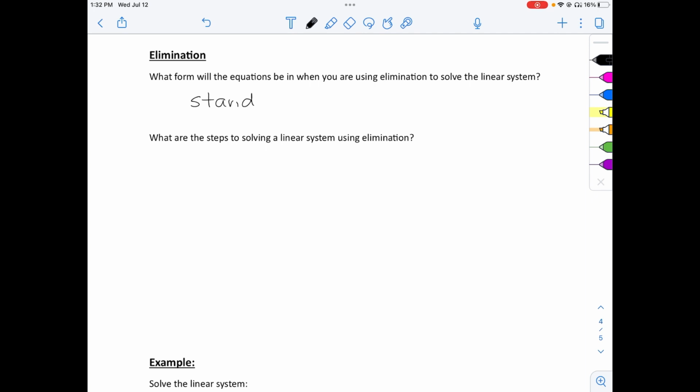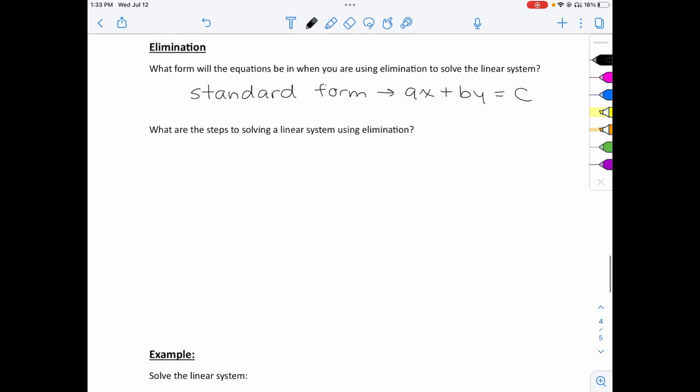Okay, so one of your variables will not be isolated, and if you were to try to isolate your variable, you would get a pretty gross fraction. Sorry, this is going to be in standard form, so it will look like ax plus by is equal to c. Okay, so your x and y term will both be on the left side, and you'll have a number on the right side. So the steps to solving for elimination, it's a little bit more straightforward to see if you have an example. So I'm going to show an example here and kind of walk through it.